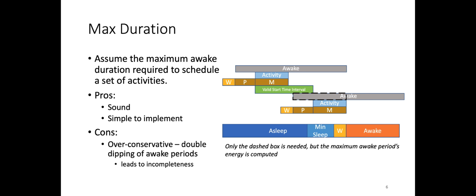You just assume that you're going to take the full energy hit of the entire new island, even if it overlaps. So this is sound, because it's a conservative estimate on energy. It's simple to implement, but the con is it's over conservative because it can be double counting some energy, and that means your schedule is going to be incomplete when that energy makes a difference.